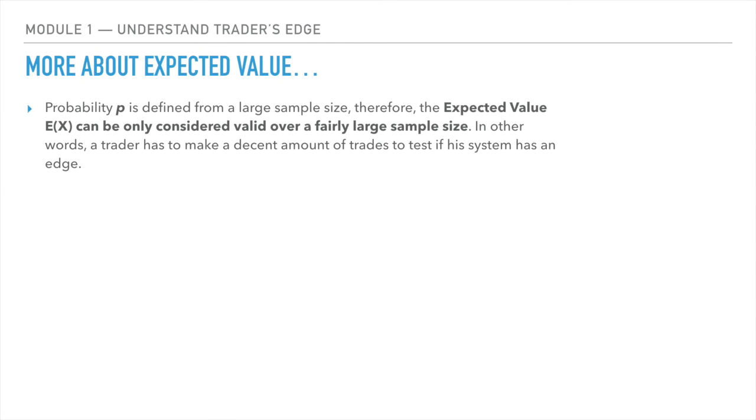First, the value of probability P is defined from a large sample size. So a trader has to make a decent amount of trades to test if his system has an edge or not. How many trades can be considered a decent amount? It really depends on your trading style. For example, if you're a short-term swing trader like me, 20 trades a month is a pretty decent number to evaluate.